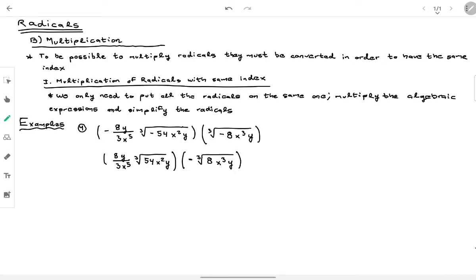So after that we can decompose the numbers. So it's going to be 8y divided by 3x to the 5, the cubic root. If we decompose the 54, 2, it's going to be 27, 3 it's 9, 3 it's 3, 3 it's 1. So this one is going to be 2 that multiplies 3 cubed x squared y.